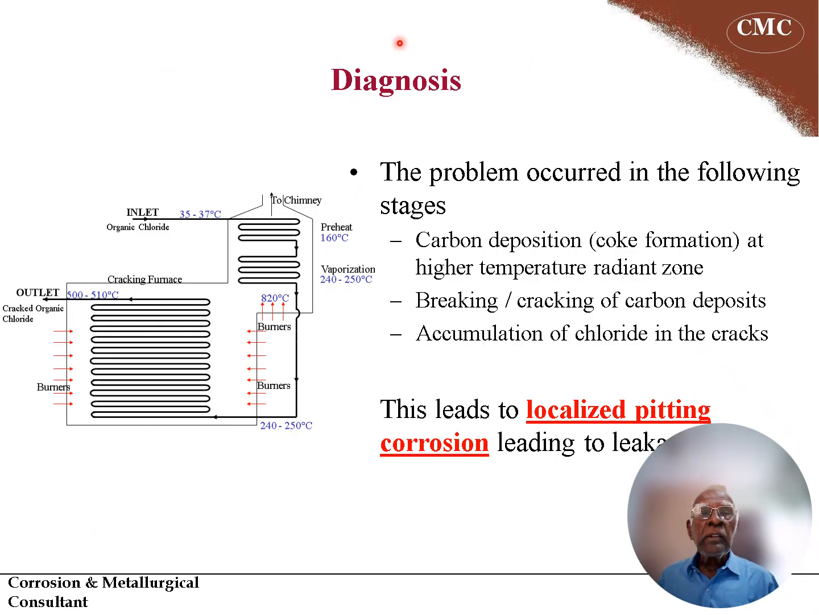So this is the diagnosis. The problem occurred in the following stages: carbon deposition, also called coke formation, at the high temperature radiation zone, then cracking of the carbon deposits because they are brittle, and accumulation of chloride in the cracks, which led to pitting corrosion. This occurred after a short operation, during which time coke formation occurred.